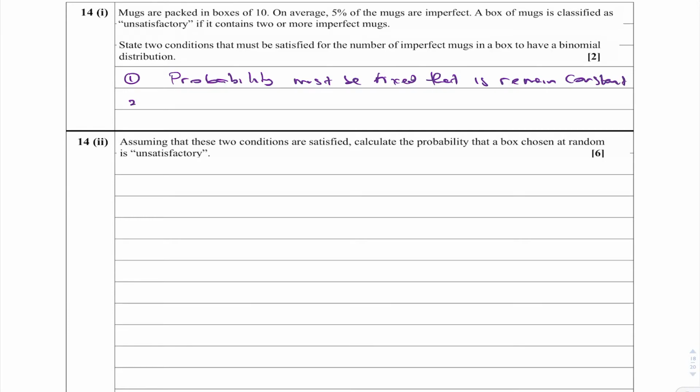Number 2, the imperfection of mugs must be independent of the imperfection of other mugs. Right.